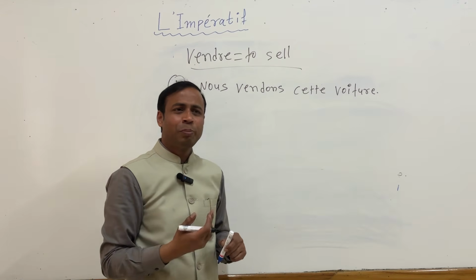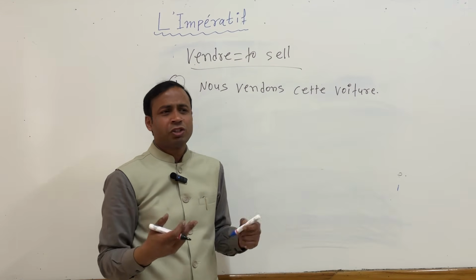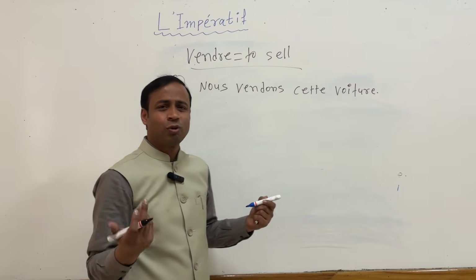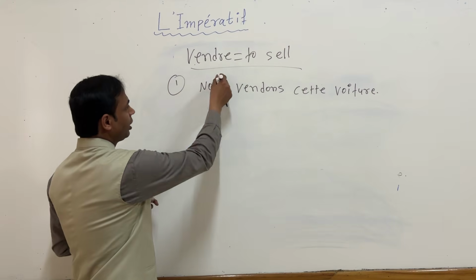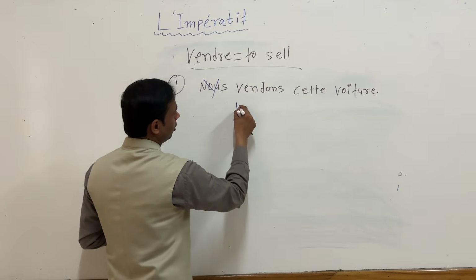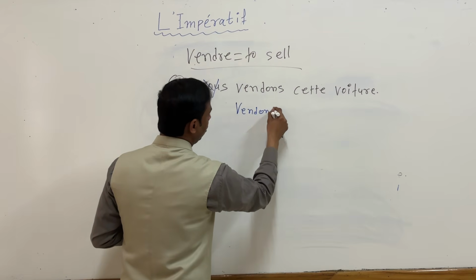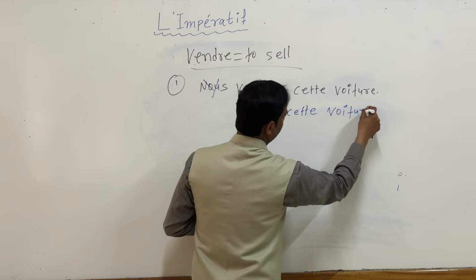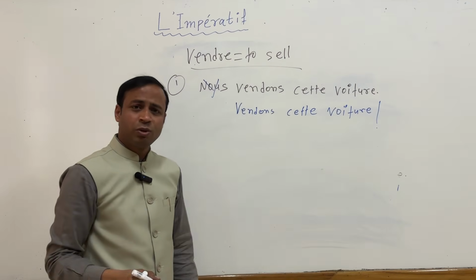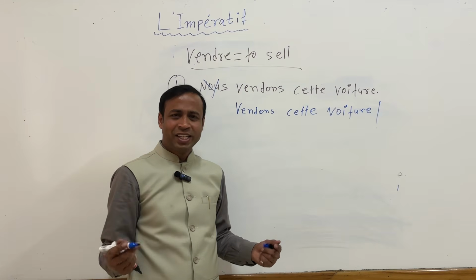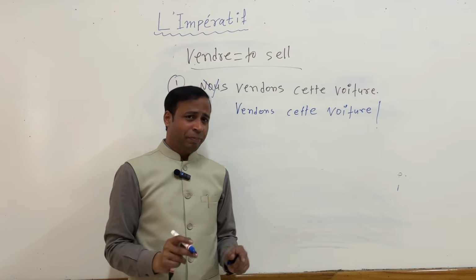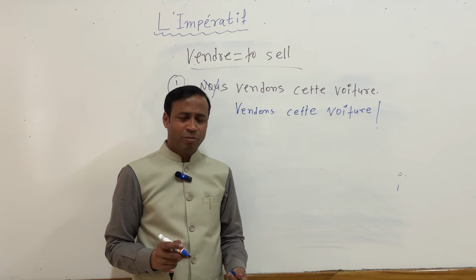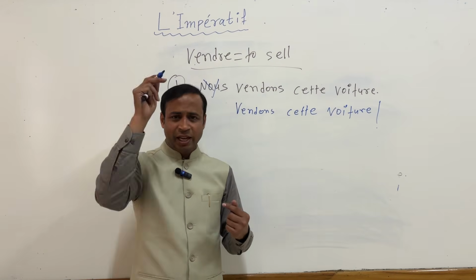Now if you have to make it imperative like order, instruction or suggestion, for example, let's sell this car. So how will you make it? Again you remember, we don't need this, just start from here. Vendons cette voiture! with exclamation mark. Vendons cette voiture, let's sell this car. Okay, so this is how you have to make the imperative of RE category. Just take the nous form, vous form or tu form, remove the subject, start from the verb and add an exclamation mark.